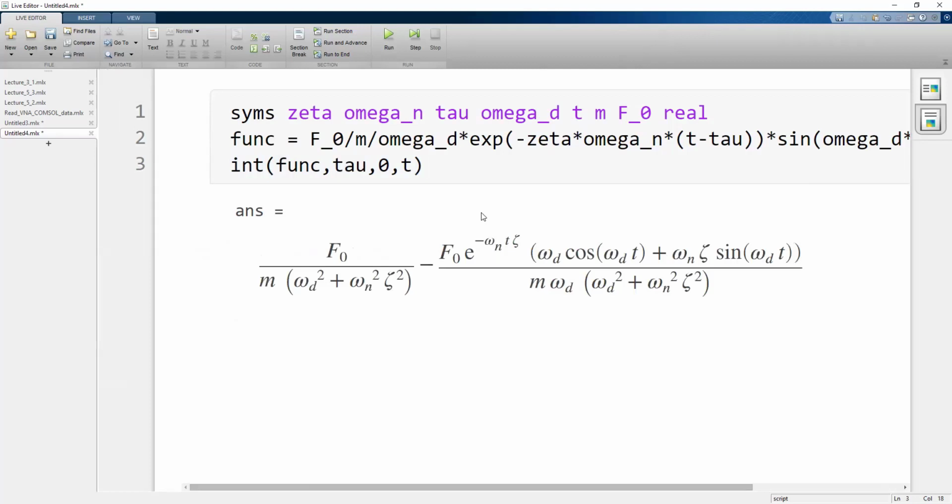You see that? It's kind of neat. It's really complicated. This is just integrating with respect to tau. That's your time response. It gives you the time domain response when your system is driven by a step input.